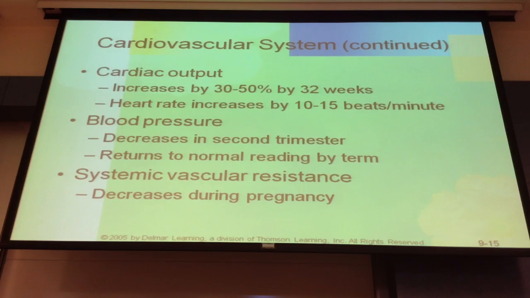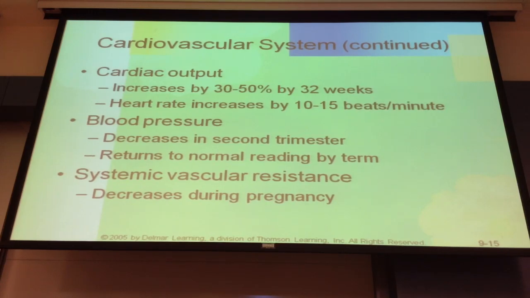Cardiac output, we mentioned, increases by about 30 to 50% by 32 weeks. That's a lot. And remember, the cardiac output is the stroke volume times the heart rate. So everything is working much harder than it was before she was pregnant.